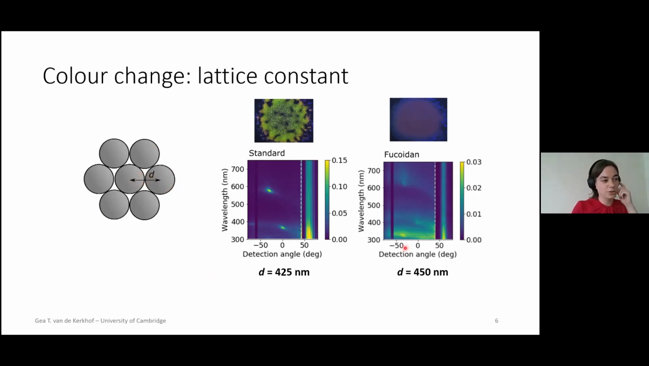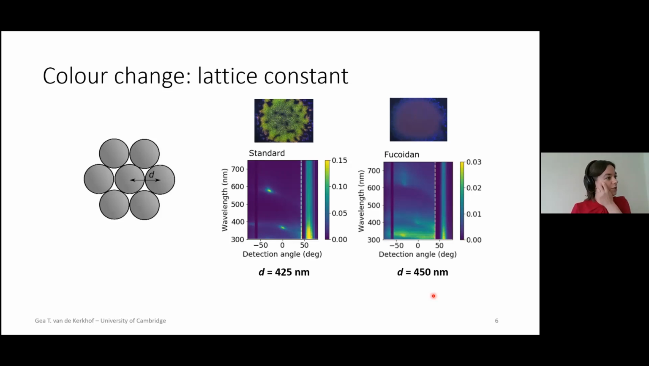I don't want to go into too much detail on how this analysis is done here due to time constraints. But what we got from it is that between these two different nutrient conditions, there is a 25 nanometer change in the lattice constant, which is enough to create this massive color change. So it's a very sensitive system to very small changes.